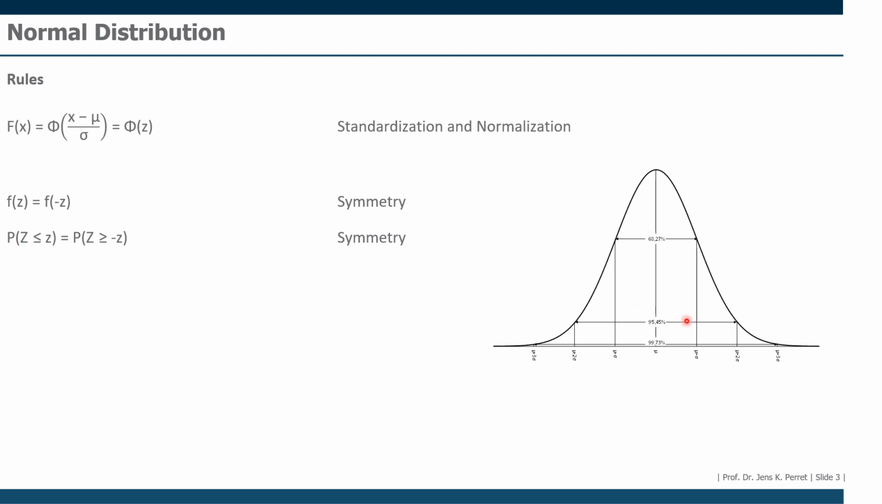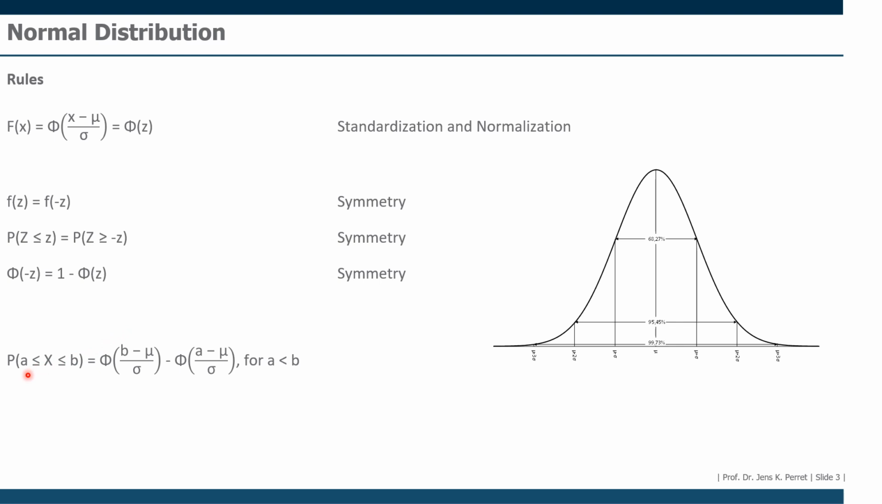Or, well, if I say it should be larger than this value, I could also say, well, it's 100% because the area is 100% minus all the rest here. So the probability of x being larger than that value is the same as 1 minus the probability of it being smaller than this value. That's actually this rule. So instead of looking up a negative value, we simply go with 1 minus and then look up the positive value.